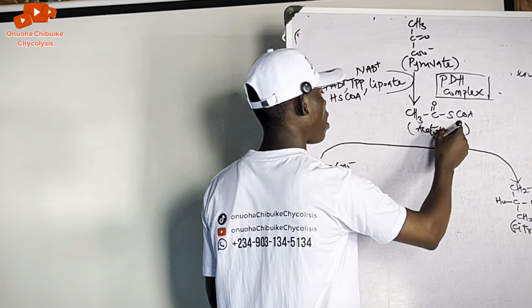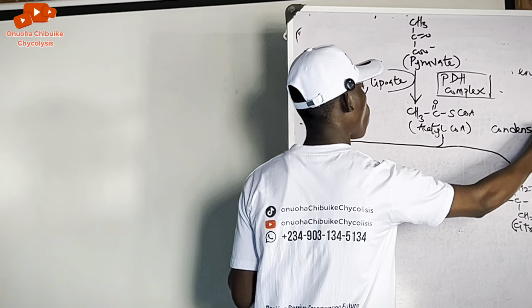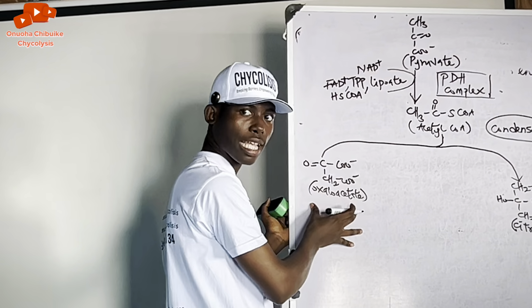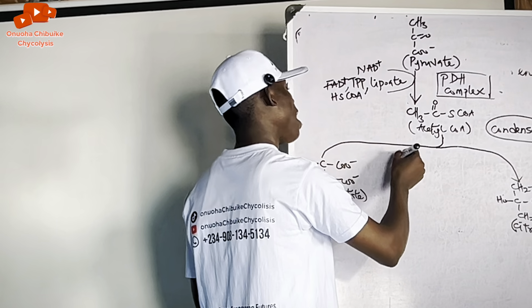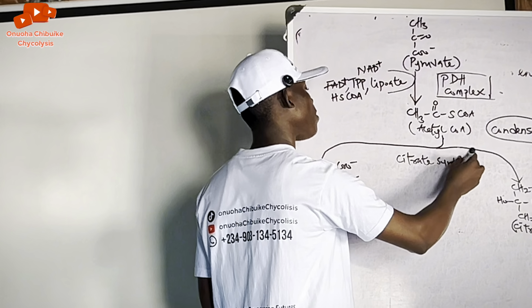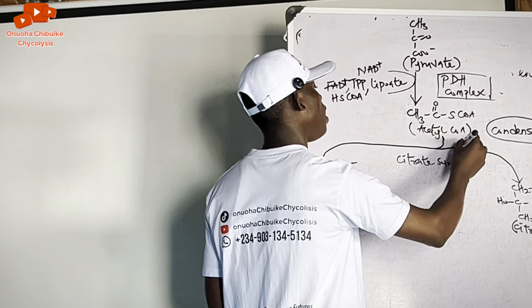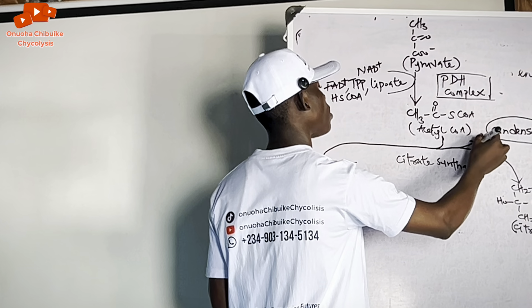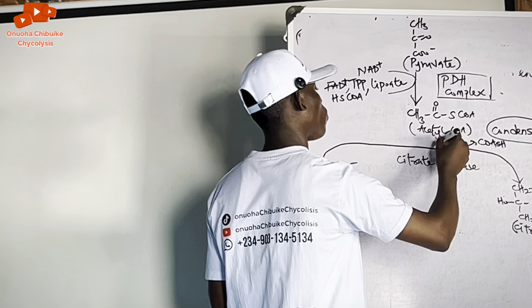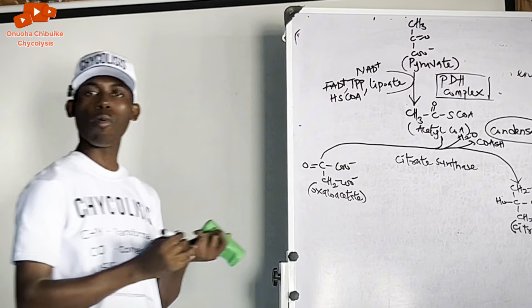So step 1 is the condensation of acetyl-CoA with oxaloacetate to form citrate by an enzyme called citrate synthase. So the CoA will leave as CoA-SH. So remember, it's condensation. Water is also required. So this is step 1.